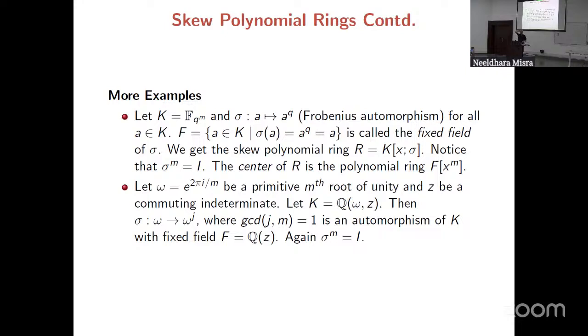So again, this is a cyclic extension, K over F. The set of all automorphisms with F as fixed field are basically powers of sigma, and sigma to the m is identity.